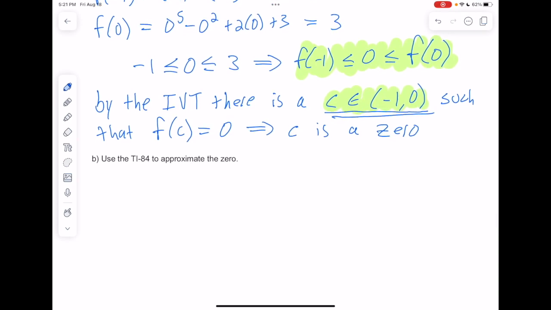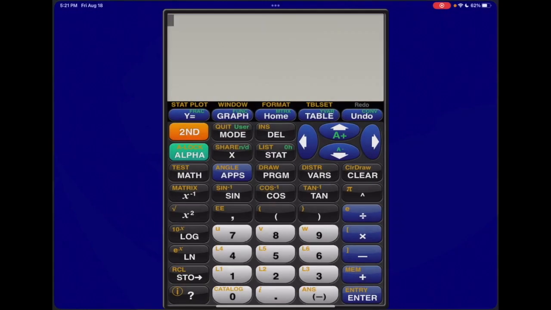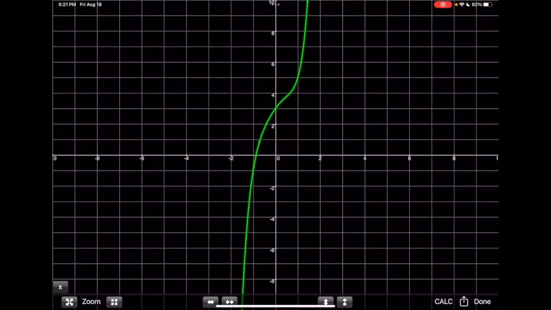So I'm going to use my iPad version of the TI-84, which actually makes this a little bit too easy, but I'll still describe the process on the regular TI-84 as well. So what you want to do is plug the function in. So I did that already. X to the 5th minus x squared plus 2x plus 3. And then you want to graph it. And then just make sure that your graph goes from -1 to 0, because that's the interval they're talking about.